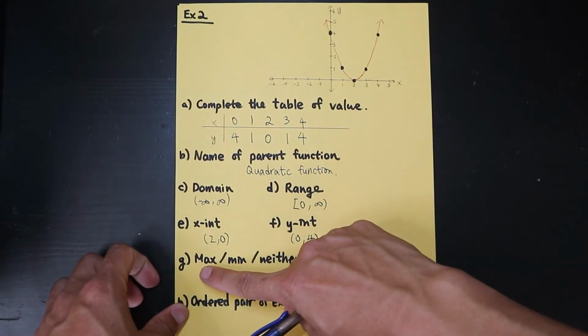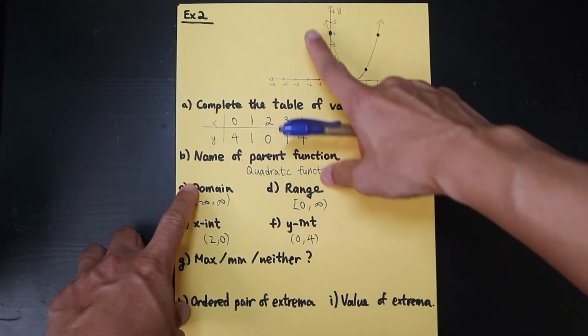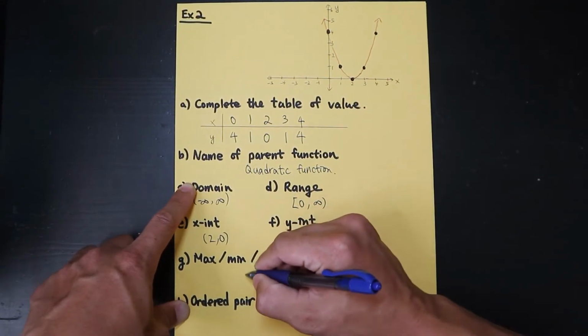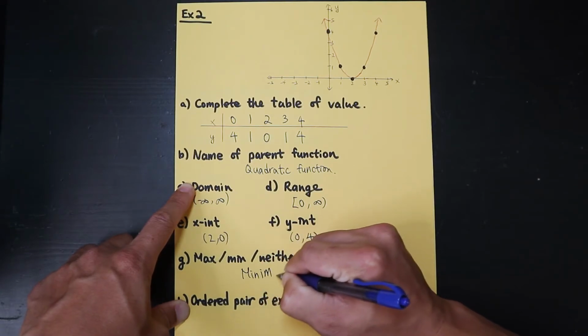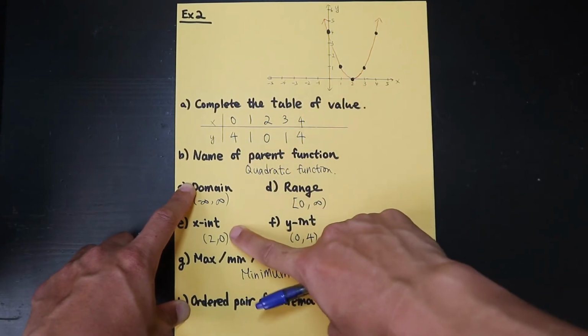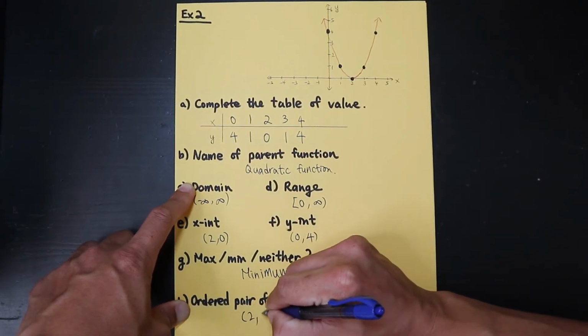Well, does this graph have a maximum, minimum, or neither? That looks like the bottom of the valley, right, like a U shape. So this part is going to be the minimum. And what is the ordered pair of the minimum? Well, it's the same as your x-intercept right here. It's going to be 2, 0.